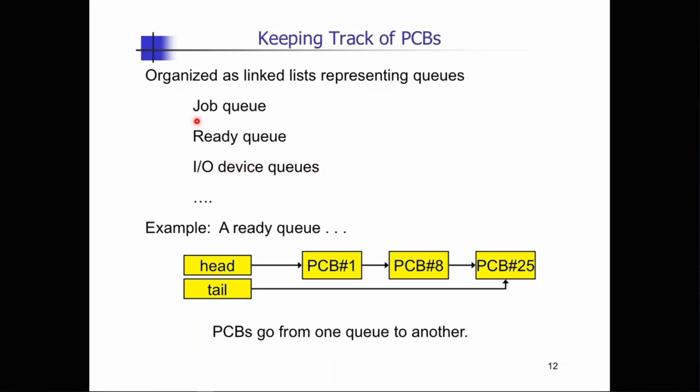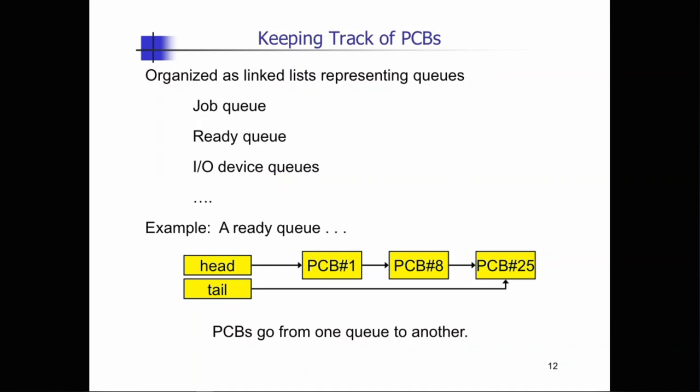A job queue consists of all the processes that are in the system. A ready queue consists of all processes that are residing in the main memory and are ready to execute. So for example, over here we see a ready queue where PCB 1, process control block 8 and 25 are ready to get executed and are currently residing in the main memory. The device queue or the I/O device queue contains the list of processes waiting for a particular I/O device.